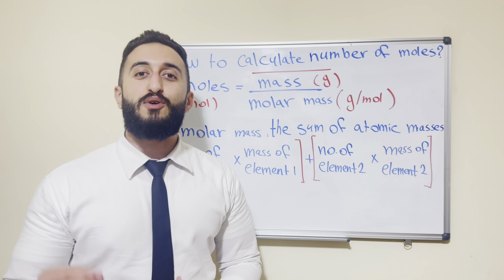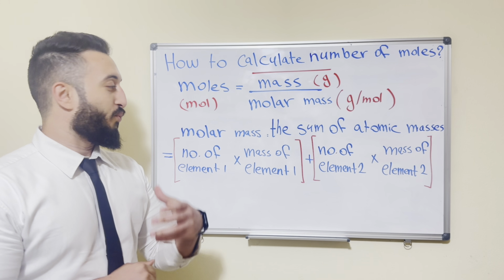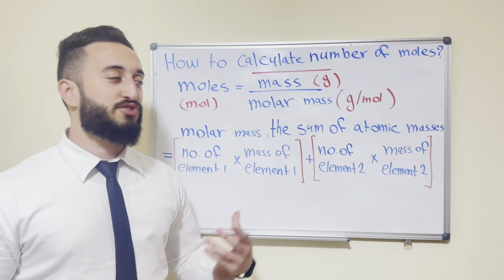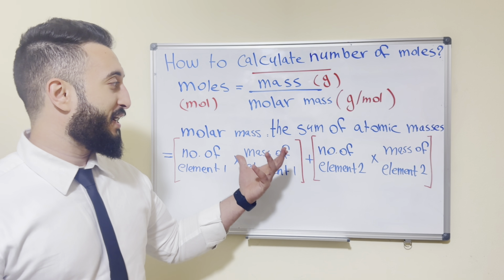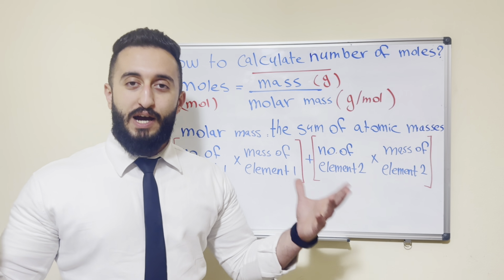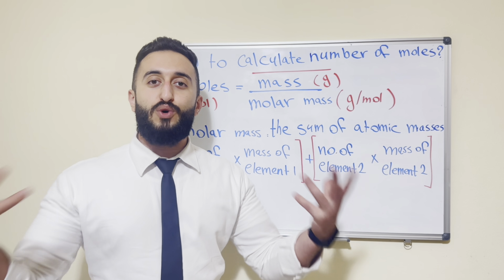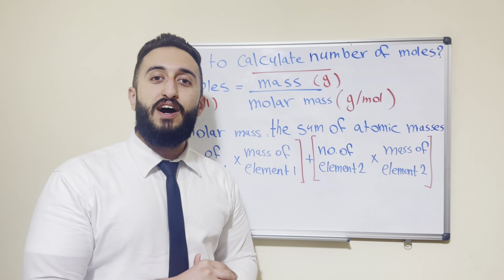But first, how can we measure the molar mass? Let's find out together. So we have a rule for the molar mass. The rule says what? What is the molar mass first? The molar mass is the sum of the atomic masses. So if we have a compound that contains two or more elements, we are going to add the sum of these atomic masses so we can find the molar mass.